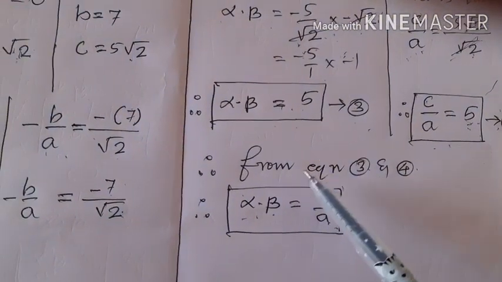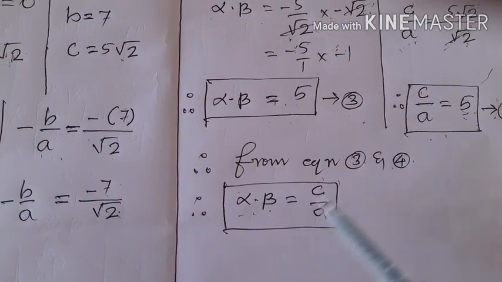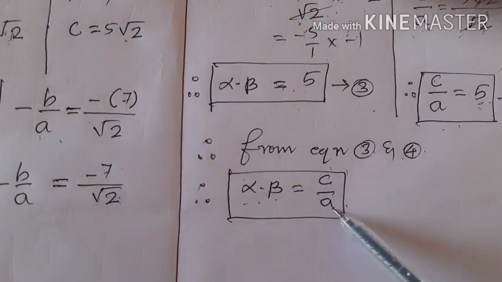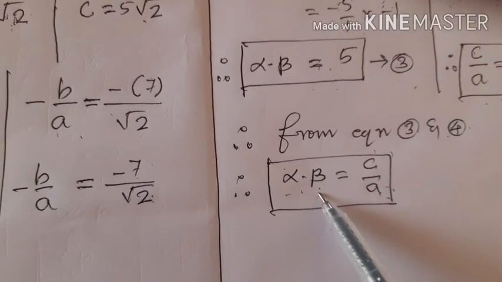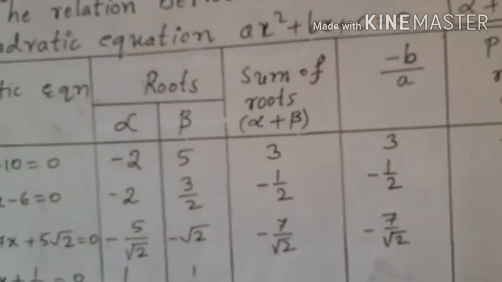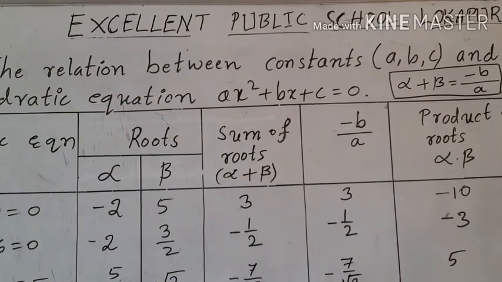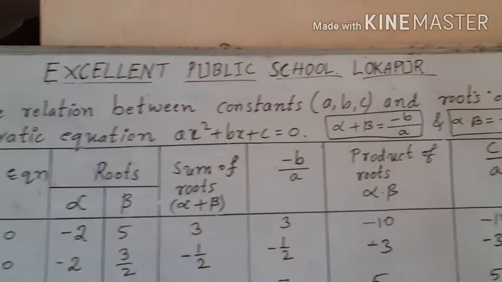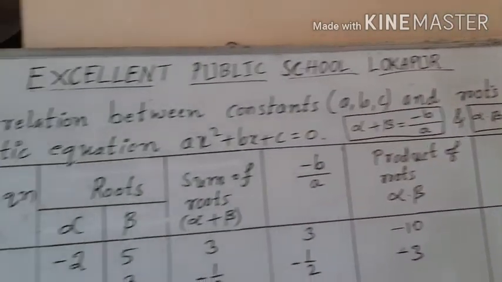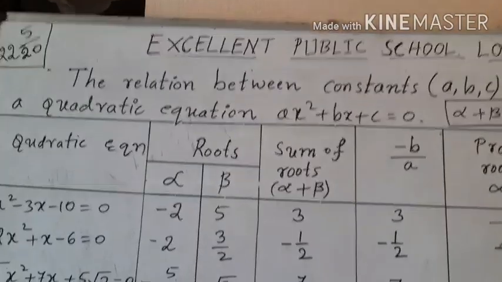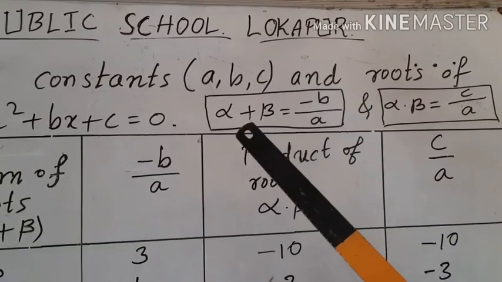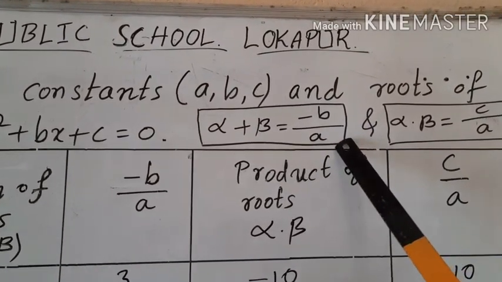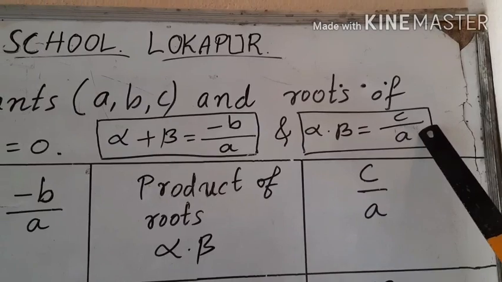So children, from equations 3 and 4, we can decide that alpha into beta is equal to c by a, or c by a is equal to alpha into beta. Okay. Now, let us conclude. Here, the relationship between the constants a, b, c and roots of the quadratic equation ax square plus bx plus c is equal to 0 is alpha plus beta is always equal to minus b by a, and alpha into beta is equal to c by a.